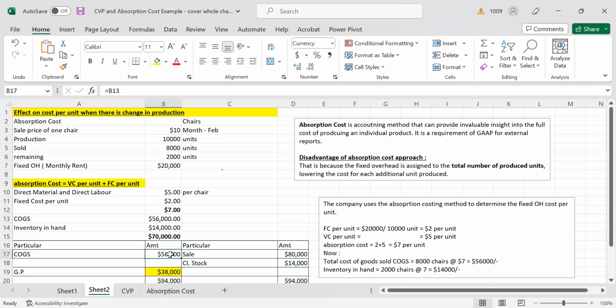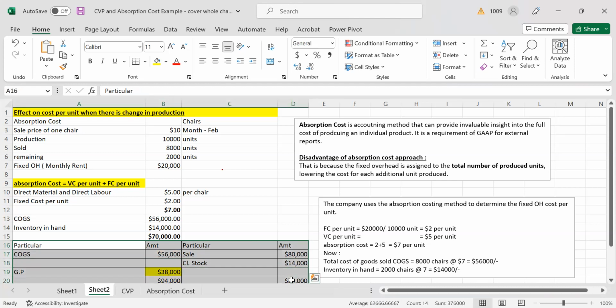And here is the cost of goods sold. The cost of goods sold is calculated on the basis of 7 and 8,000. So 8,000 into 7 is 56,000. So it is coming here. This is the gross profit. According to the financial rule, like financial accounting, this should be the display. There should be the reporting like this.